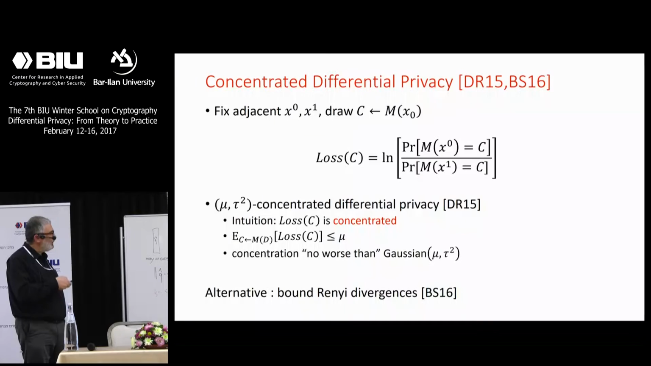So we want that in expectation the loss will be small, and also that the loss will be concentrated around the expectation, okay? So I'll follow the formulation by Dwork and Rothblum. There's a more recent work by Bun and Steinke that gives alternative definitions and in some cases simpler analysis.